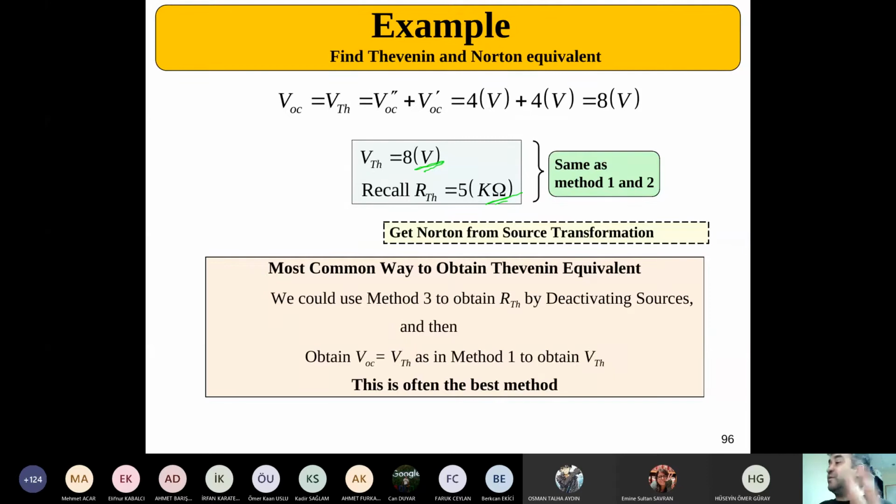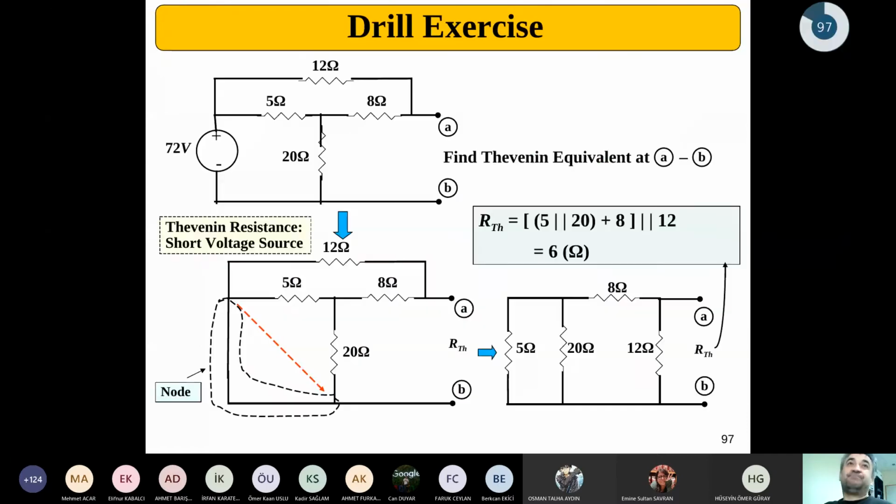On some occasions, one of them is easier. On some occasions, the other one is easier. You just don't pick one of them. Try to know more than one method. This will benefit your analysis much more in a better way.